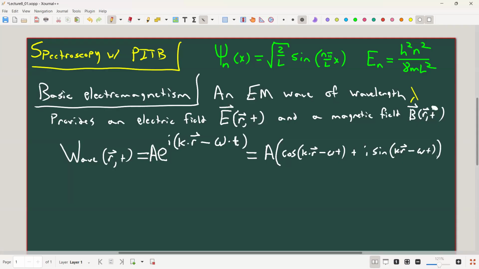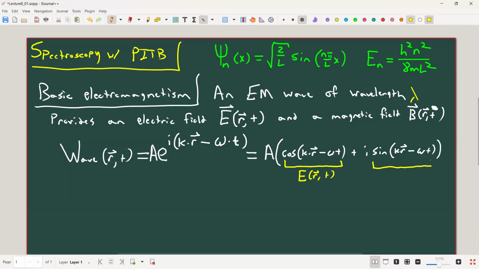We can identify each of these components as one part of the field. We say that the real part of the field is the electric component, and we say that the imaginary part of the field is the magnetic field component. Okay, so an electromagnetic wave is both an electric field and a magnetic field propagating in the same direction, but they're perpendicular to each other in a complex plane. One oscillates in the imaginary plane, the other one oscillates in the real plane. So this is that wave that has two components.